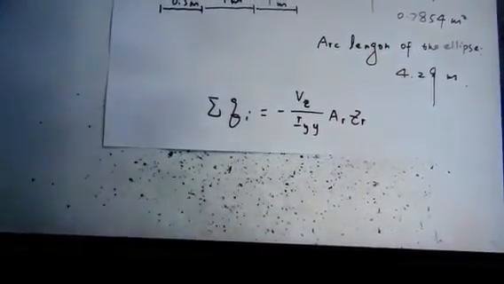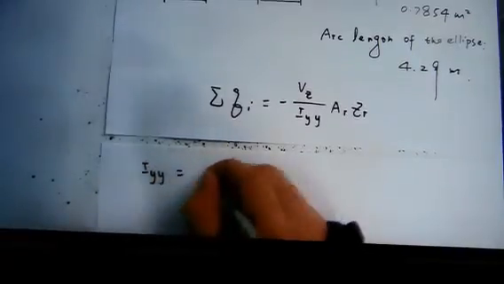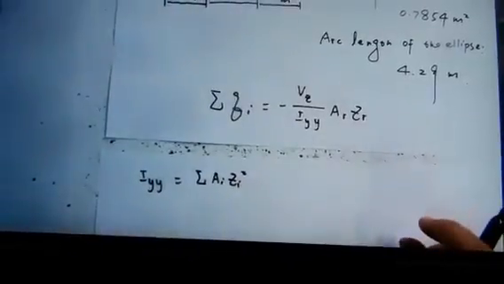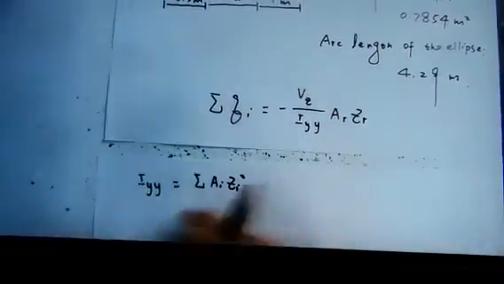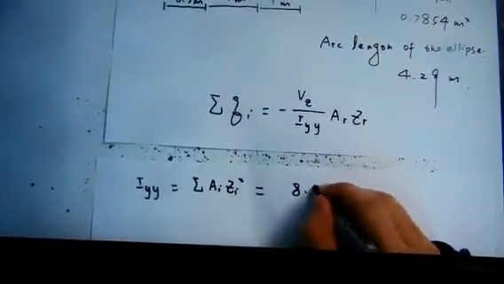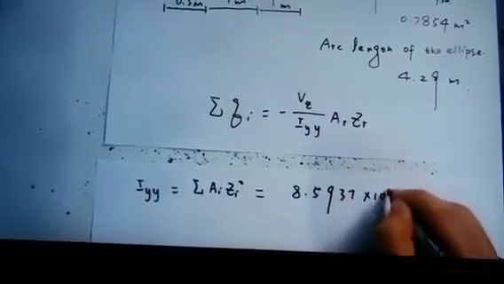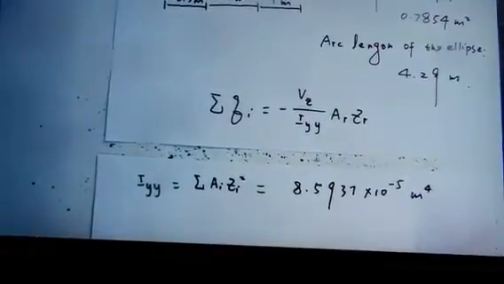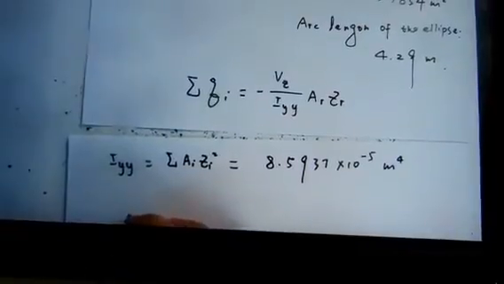And in order to use that formula, we need to calculate IYY first. IYY is still using the same formula, sum of A_i Z_i squared. You have 1, 2, 5, you have 6 areas. Just do that one by one. That one will be 8.5. This is IYY.